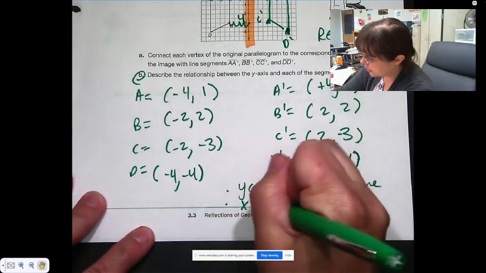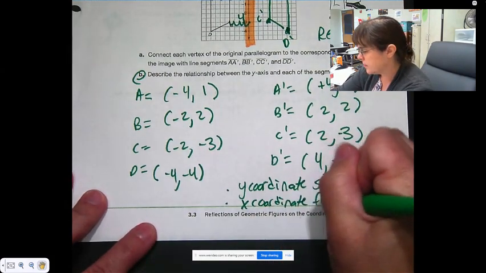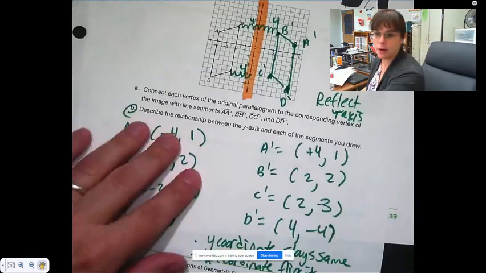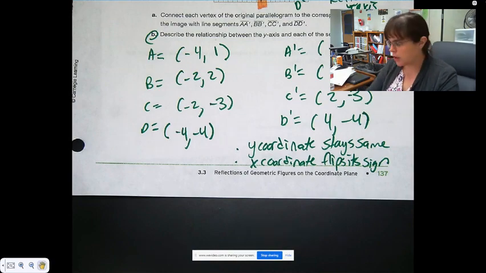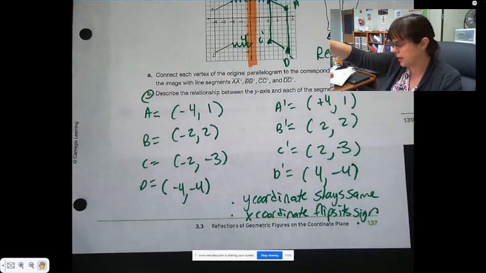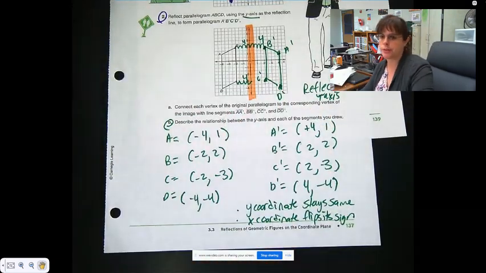The x coordinate flips its sign. Whoa, sorry about that. The y coordinate flips its sign. All right, now we're going to ramp this up a little bit. Hopefully you see that your pre-image, your starting shape, is congruent to the shape once you've transformed it.